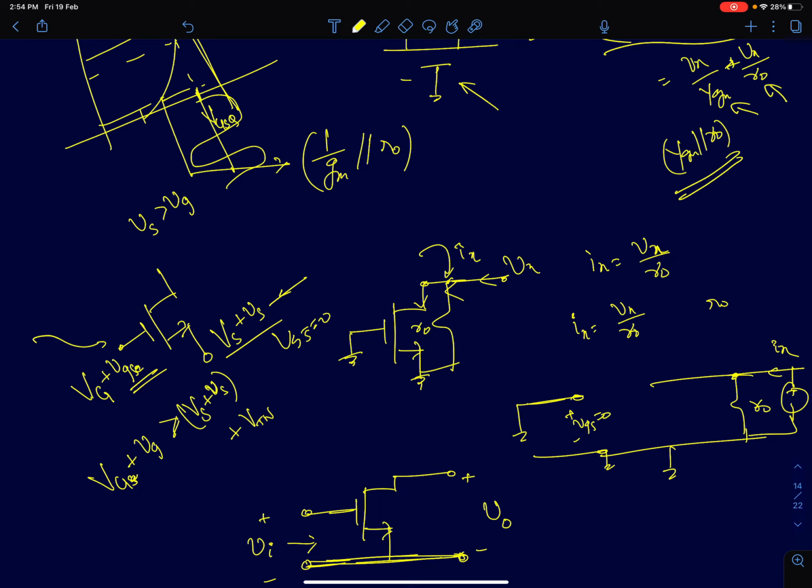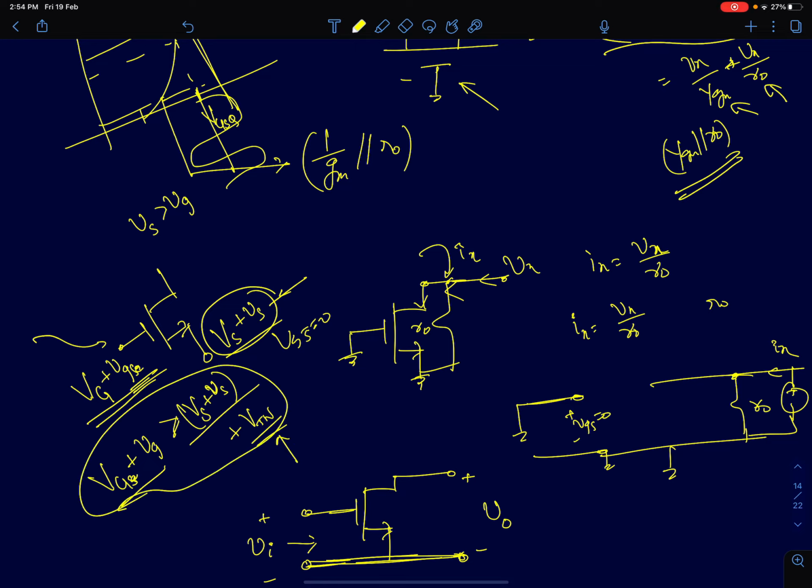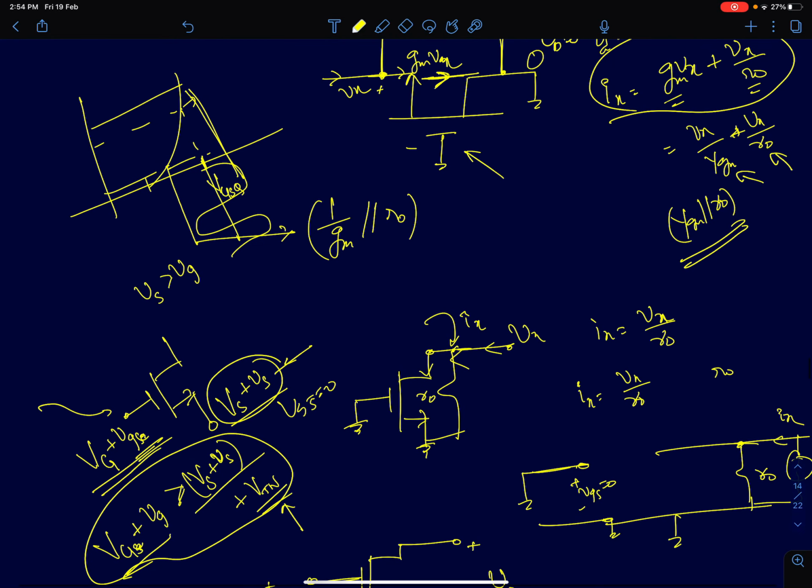Now it will always be ensured that this device operates in saturation even when there are small signals riding on top of the individual nodes. The sum of VG plus VG here, the DC gate voltage plus the small signal voltage, should be greater than the source voltage by at least VTN. So it will be greater than Vs, the DC voltage plus the AC voltage, plus VTN. Only then the device will conduct. We need the device to be in saturation throughout the range of the input voltage.